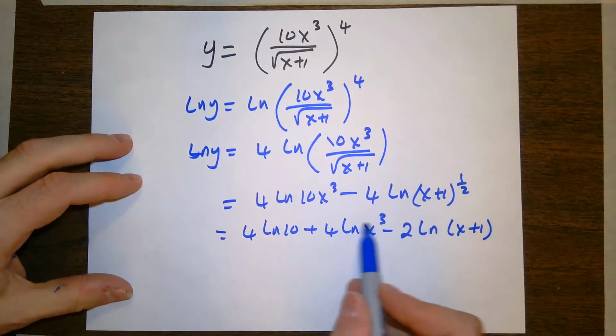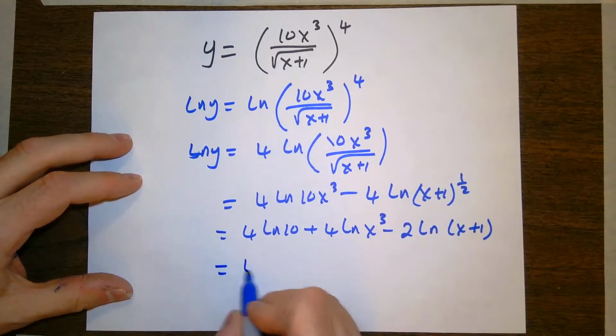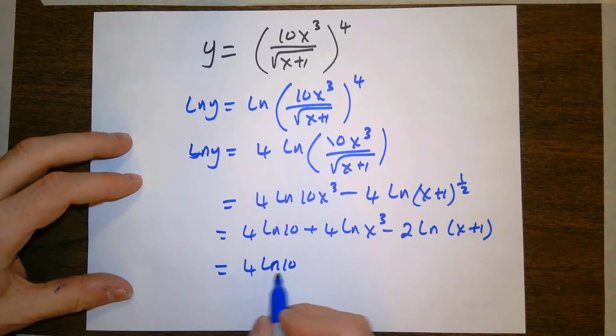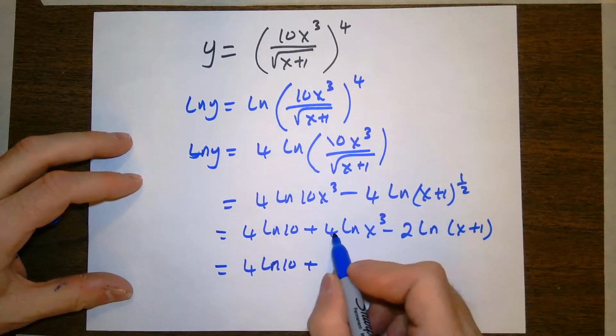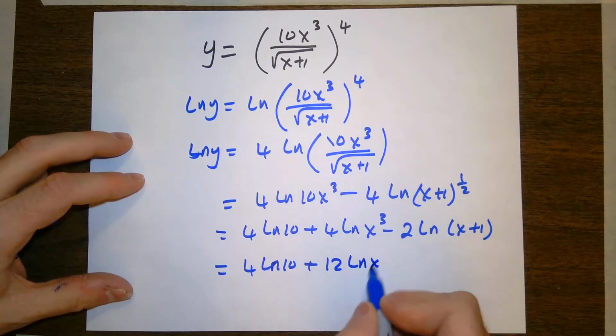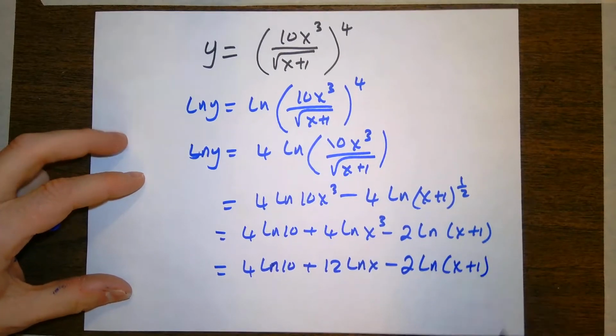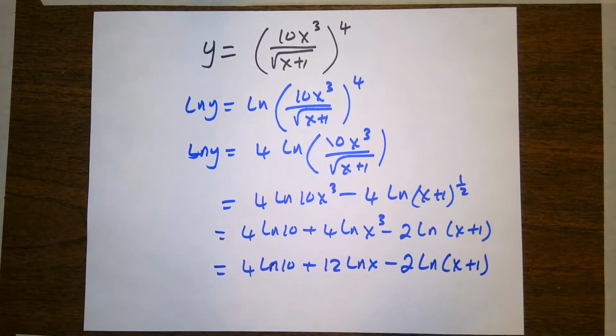I think I can do one more simplifying here. So I'm going to have 4 times the natural log of 10. Now that's just going to be a constant, isn't it? When I do the derivative of that, that's going to disappear. Plus 12 times the natural log of x minus 2 times the natural log of x plus 1. So breaking it all up into a whole bunch of different logarithms here. And now I think we're going to be able to do these almost in our head at this point.